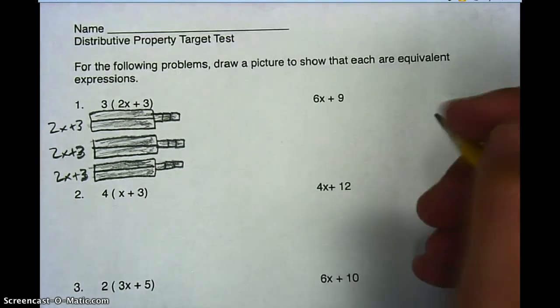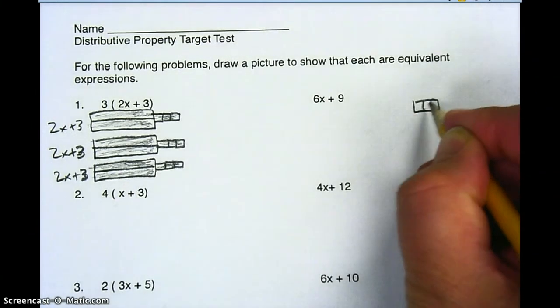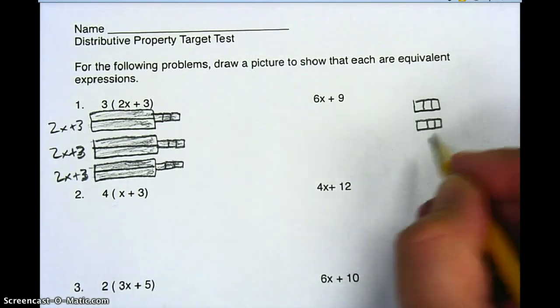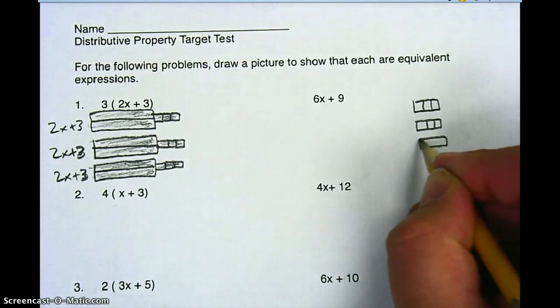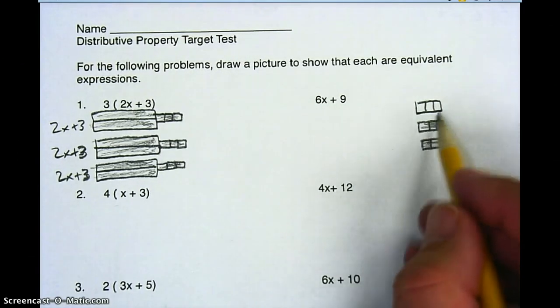So over here, I'll draw the 9 to start off with. There's 1, 2, 3, 4, 5, 6, 7, 8, 9, and I'll shade them in kind of lightly.